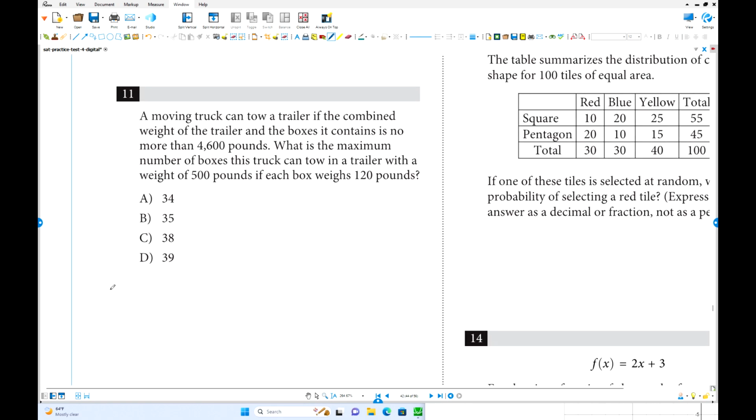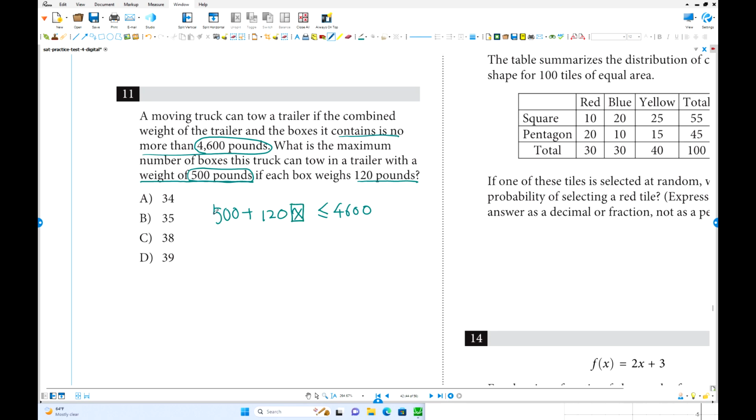So number 11. A moving truck can tow a trailer if the combined weight of the trailer and the boxes it contains is no more than 4,600 pounds. So what is the maximum number of boxes this truck can tow in the trailer? Okay, over here, 500 pounds. Okay, the trailer is 500 pounds. Each box is 120 pounds. The weight of the boxes is 120 times x. This one cannot be more than 4,600 pounds, less than or equal to 4,600.